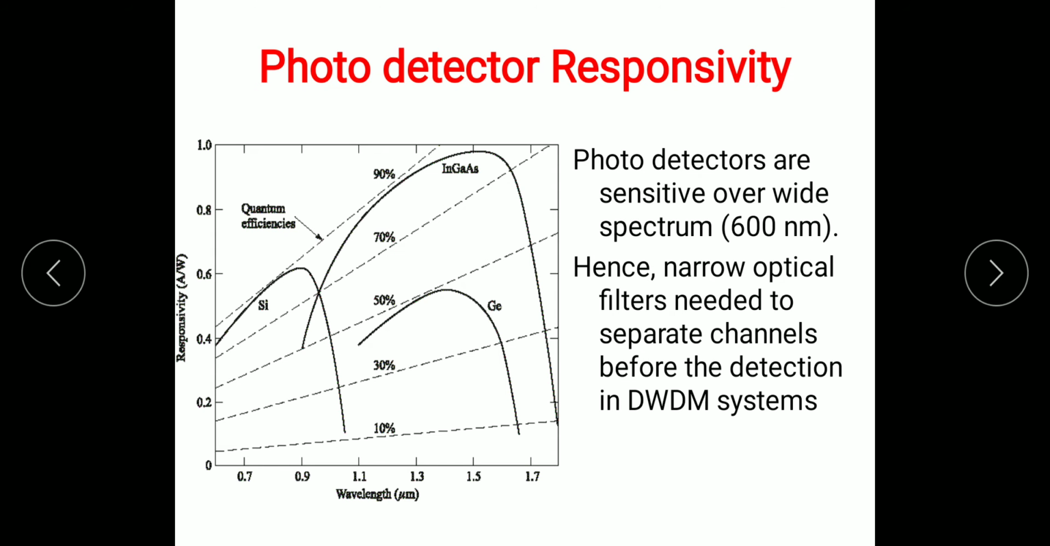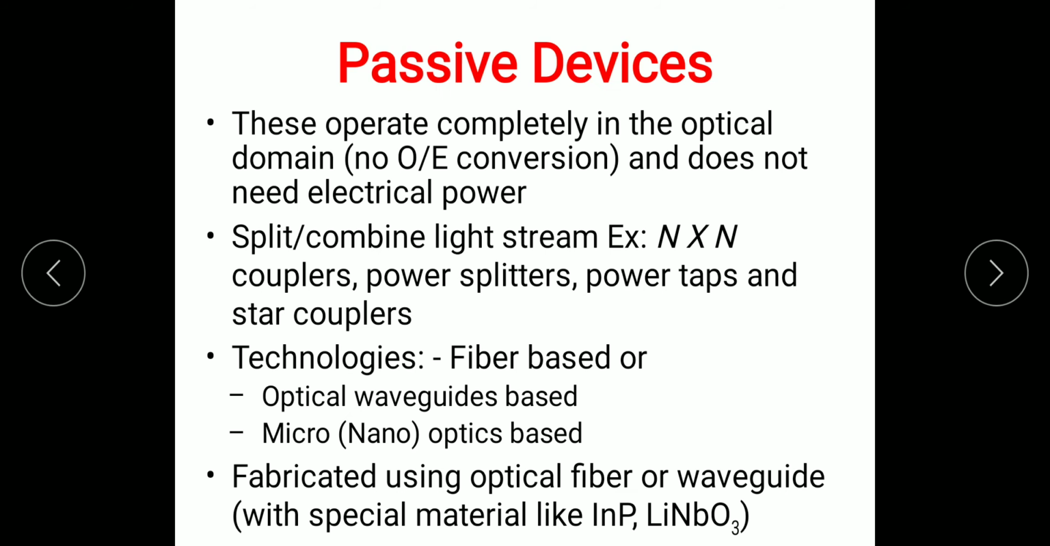Photodetector responsivity should be high over the given spectrum. Hence, narrow optical filters are needed to separate channels before detection in this system.